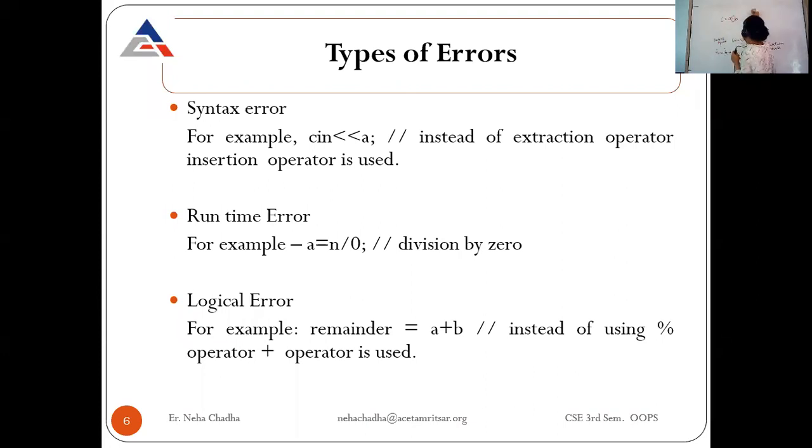You are going to multiply two numbers, where the first number a equal to 3, b equal to 2. When you multiply, your answer should be 6. But instead of the multiplication sign, you use the addition sign, so your answer will become 5. That is your mistake, not the mistake of the compiler. This is not a syntax error. This is not a runtime error. Logical error is generally generated by the user itself.